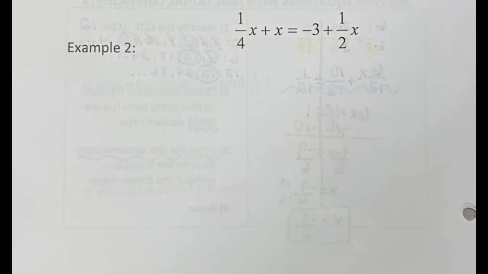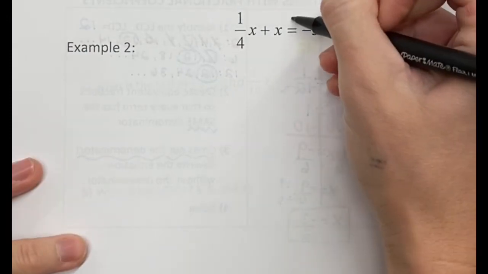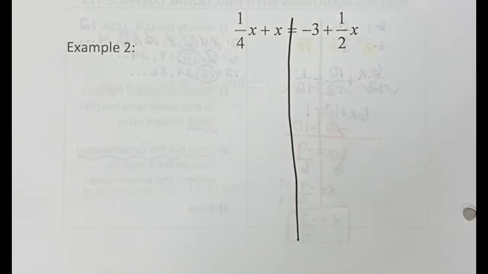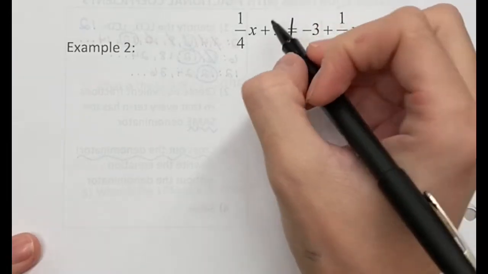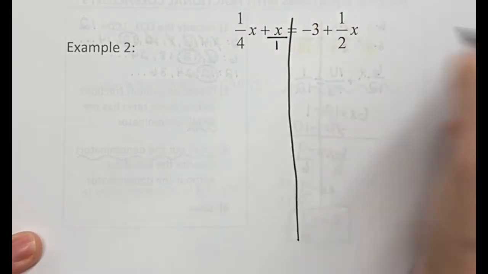So let's look at example 2. So first thing we want to do is we want to put our line down our equal sign. Now I notice I have some fractions and some are not fractions. So how do we make those numbers that are not fractions into fractions? Because we want them all to be fractions. So remember, any number could be written as a fraction if you put it over a 1.